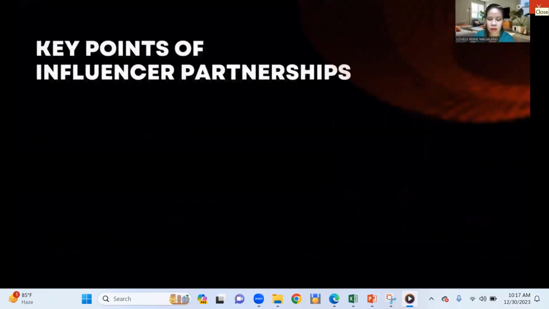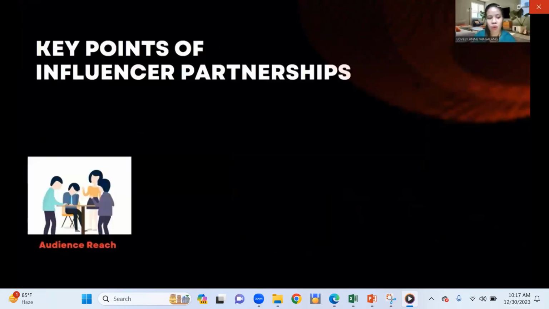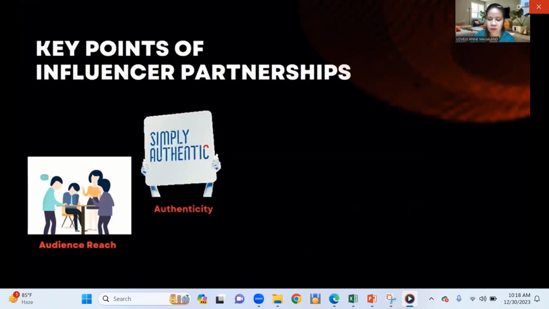Then, here are the key points of influencer partnerships. Una is audience reach. Since influencers build trust sa tao, their recommendation and opinions has greater impact to their followers. Pangalawa, authenticity. Influencers provide authentic and relatable perspective with their audience. Mas tanggap kasi ng tao yung totoong nakakaunawa din sa perspective nila or yung makaka-relate yung iba sa kung ano yung content mo as influencer.